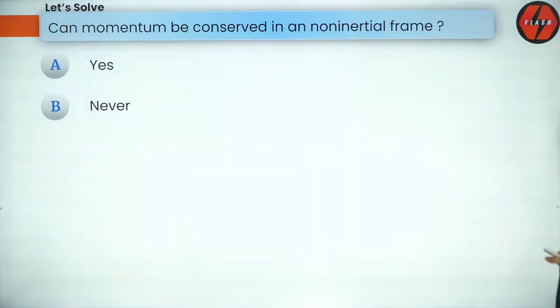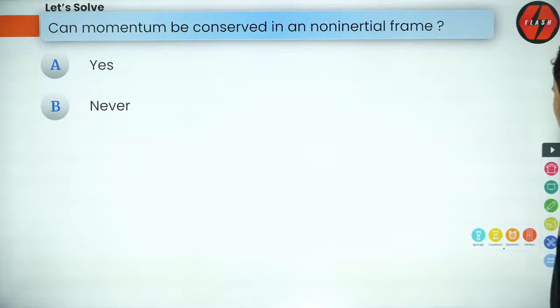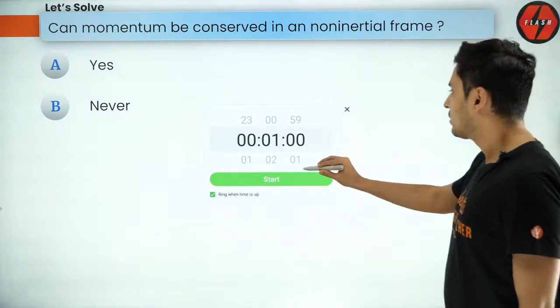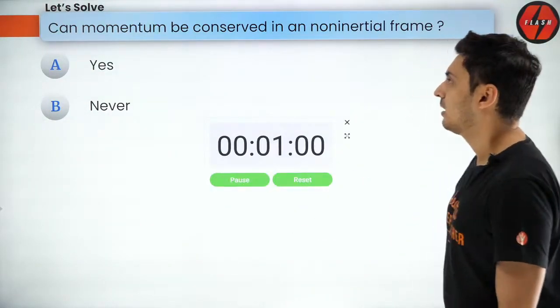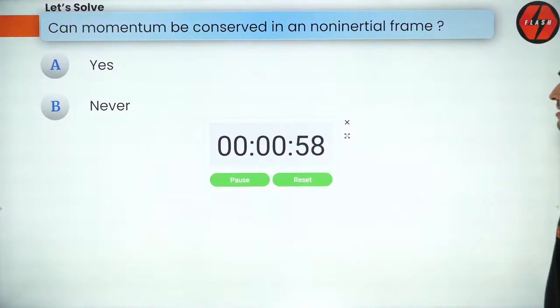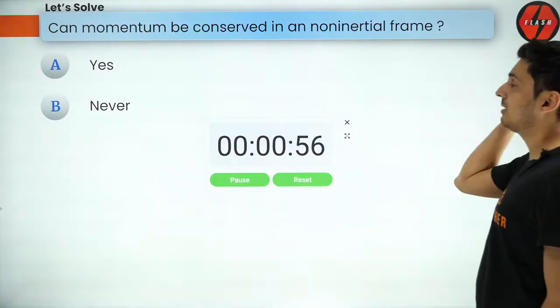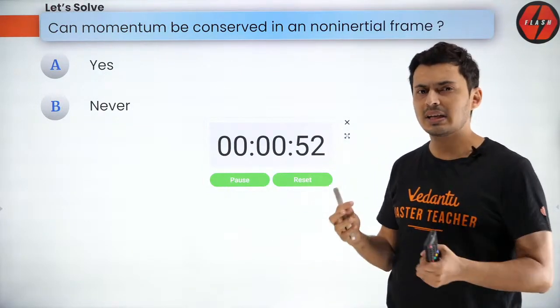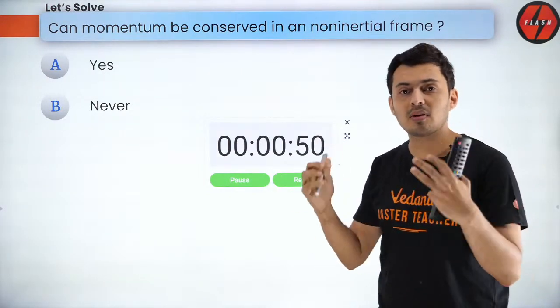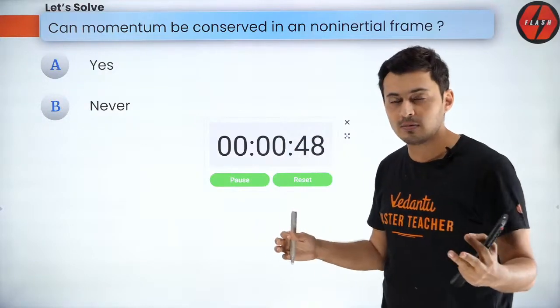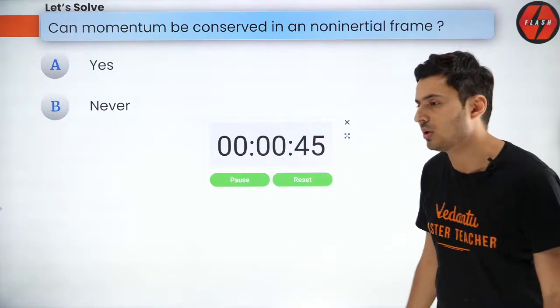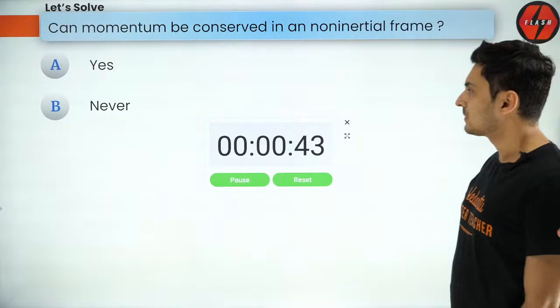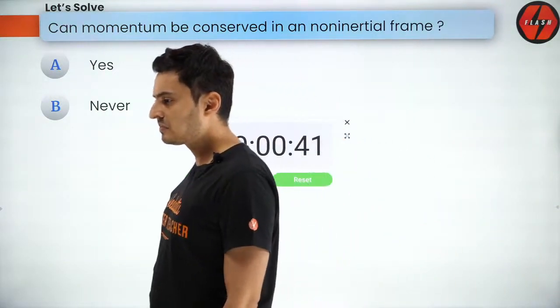This is your first question on your screen coming up. Let's see how many of you get this correct. I will give you 1 minute right now. Can the momentum be conserved in a non-inertial frame? Remember, non-inertial frame, different frames of reference. So can you conserve momentum of a system in a non-inertial frame if all the conditions are met? What do you think? Come on, I'm reading your answers.